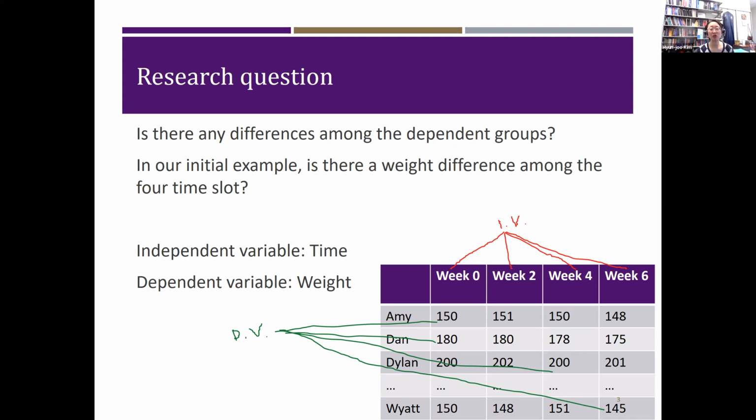The research question is if there are any mean weight differences among different weeks. Here, the independent variable is the time, which represents the columns of the data, and the dependent variable is the weight, which represents all the values in the data table.